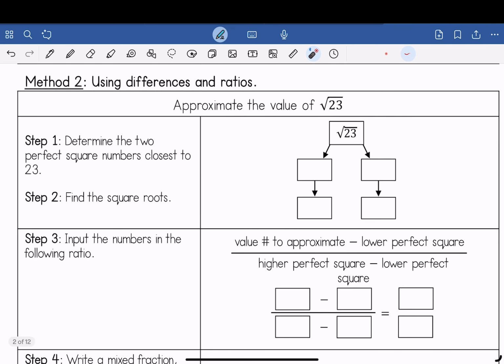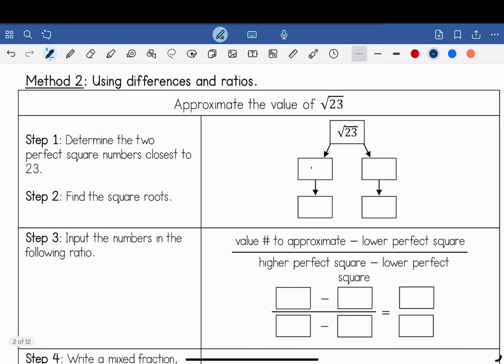So method 2, using differences and ratios. Step 1, determine the 2 perfect square numbers closest to 23. So that is 16 and 25. Step 2, find the square root. So the square root of 16 is 4, and the square root of 25 is 5.